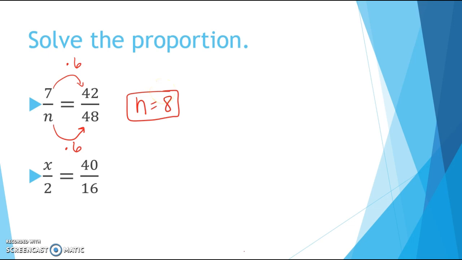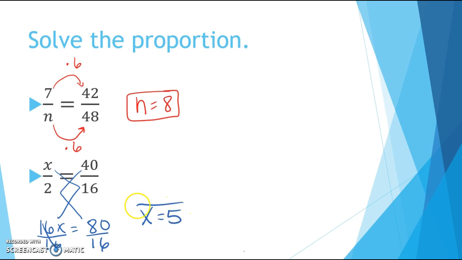If we didn't see that pattern like we saw before multiplying, we could always do cross products. So x times 16 is 16x equaling 80. And then from there, you'd solve for your x. So we would divide by 16 because we want x to be by itself. When we divide 80 by 16, we get our answer of 5.